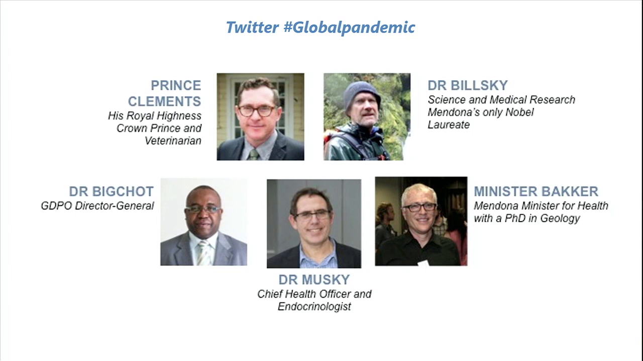Megan Jelly, Sox News. Minister Backer, what's happened with the vaccine? You know, we need a vaccine urgently, and I understand Prince Clement, the People's Prince, has given $20 million towards this. Where's the vaccine? Well, unfortunately, if you were more educated in this area, you'd know it takes many months to produce a suitable vaccine.